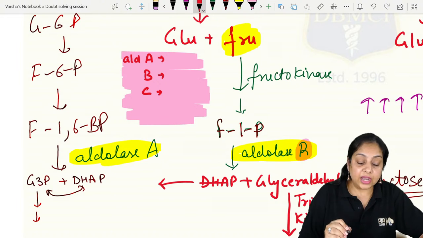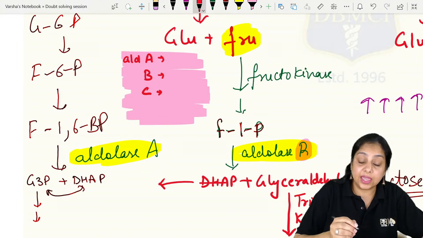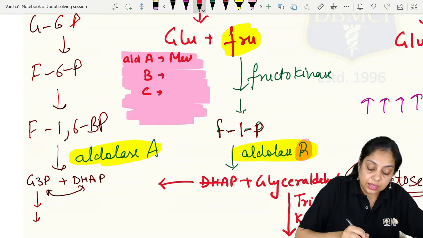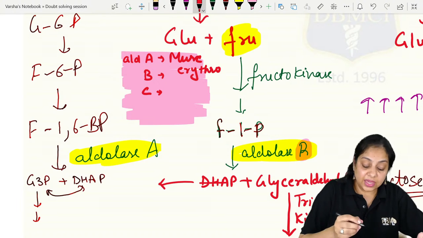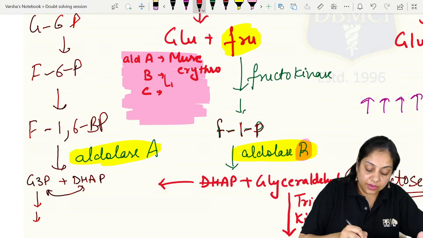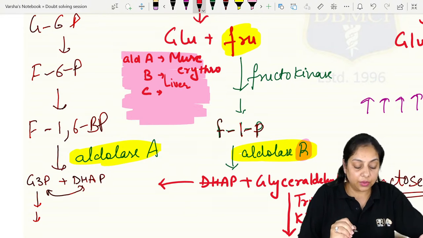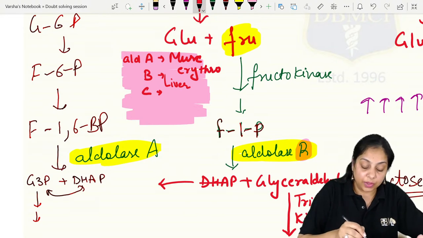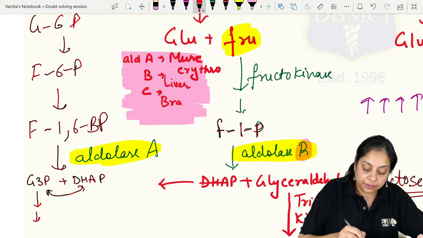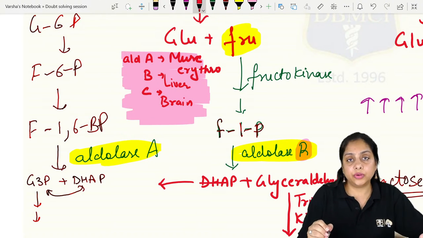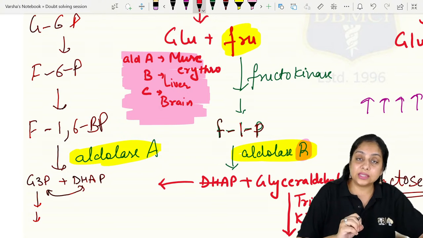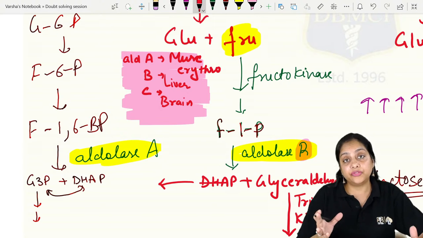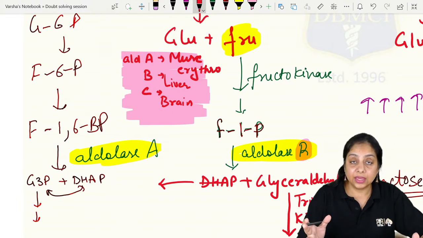Do you know where aldolase A is found? Aldolase A is mostly found in the muscle as well as erythrocytes. Okay. Aldolase B is found majorly in liver. Aldolase C is found majorly in where? Brain. If they ask you about the location, usually it's not asked, but now you know in the glycolysis you see aldolase A, in the fructose you see aldolase B, right?